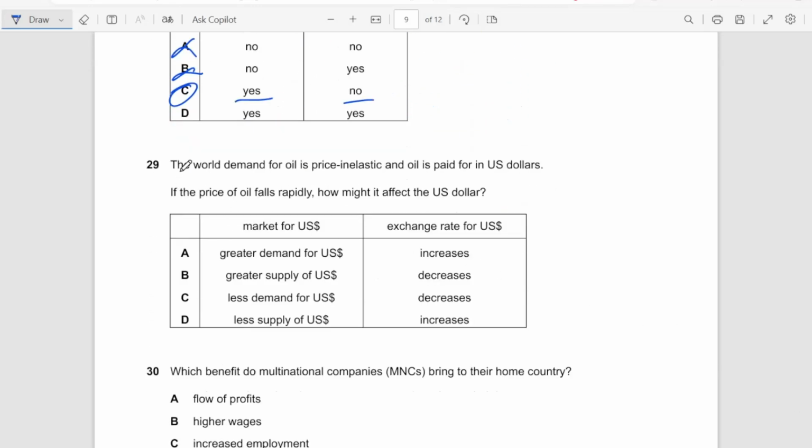Okay, the world demand for oil is price inelastic and the oil is paid for in US dollars. If the price of oil falls rapidly, how might it affect the US dollar? So basically, if the price of oil falls, then the demand for dollars falls because we don't need as many dollars now. As the price that is charged for oil is falling, we don't need as much in dollars to buy that oil, so the demand for dollars is less. All other options, I guess, are wrong, yeah.